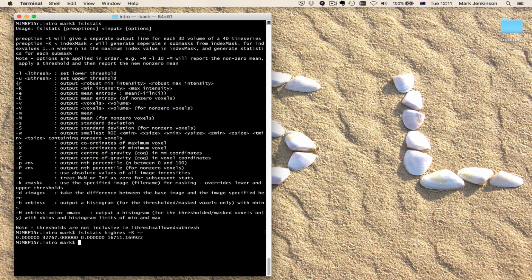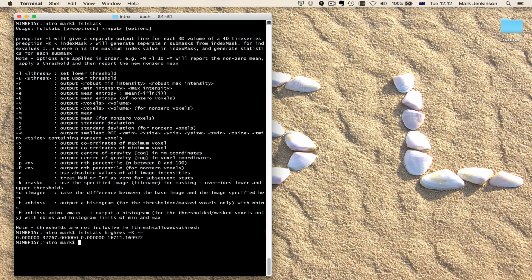If we look at the minus little r, then that gives us information about the robust range. And so again, it's 0, but now it only goes up to 16,711 and a bit. That's useful because it tells us about the intensities which cover most of the voxels in the image. There are only a few voxels which are outside of that range.